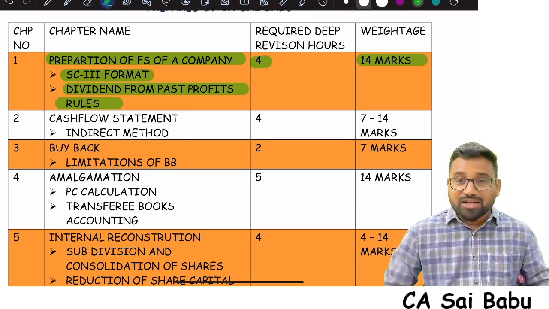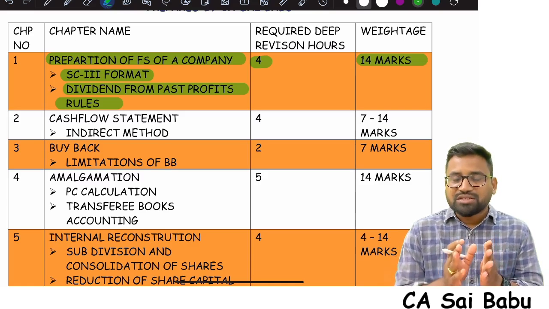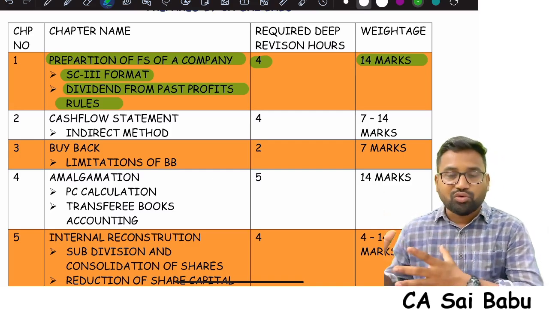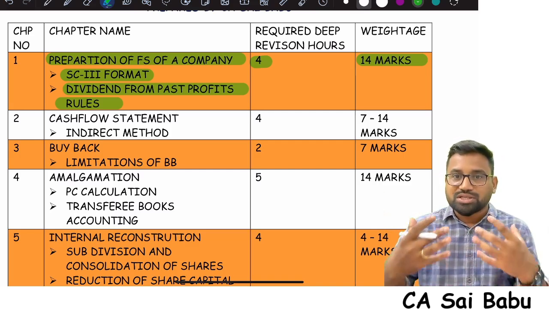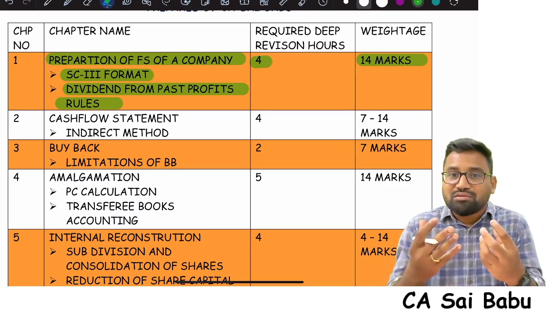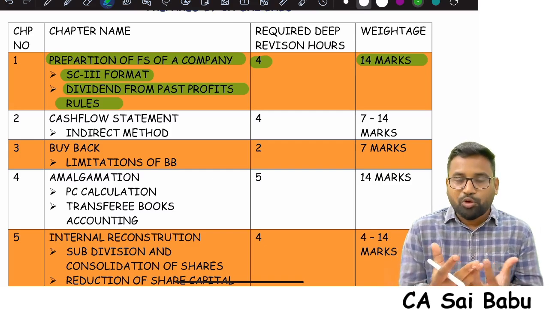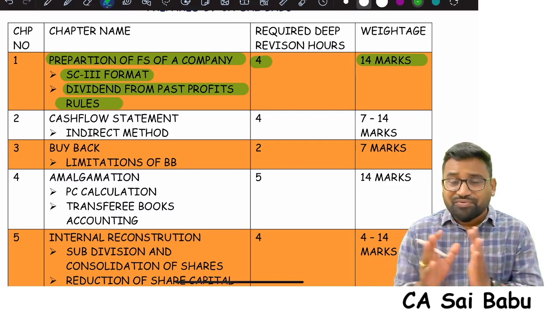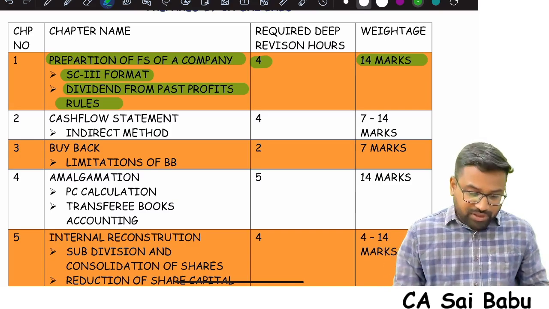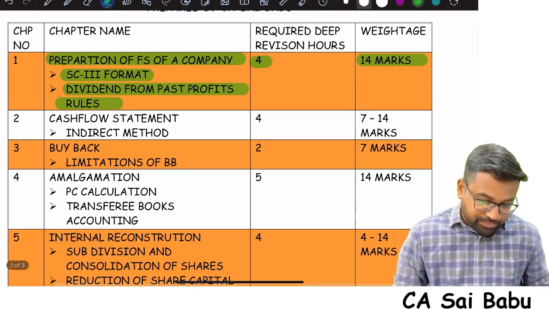14 marks. Trust me guys, from financial statements of a company, they are not asking any out of the way questions. They are asking the same, repetitive questions which are there in the study material. So if you are able to solve the study material questions properly, last time I think I gave a list of questions also to be solved, then this chapter will be done. So this is the first chapter.